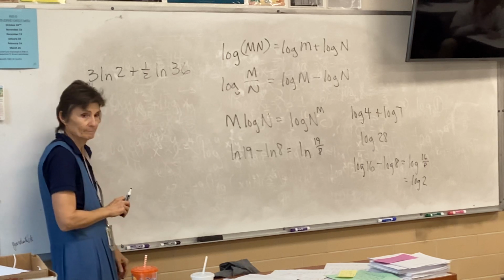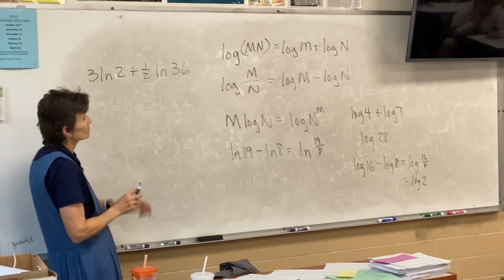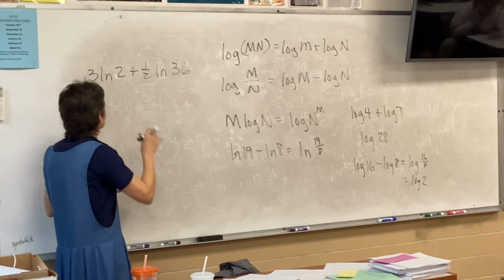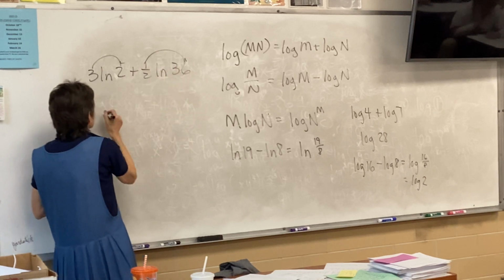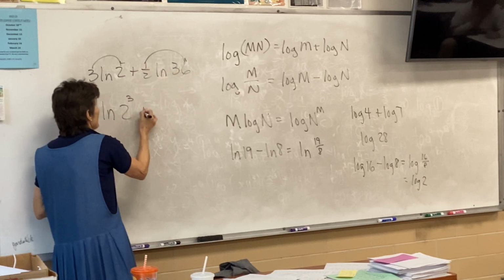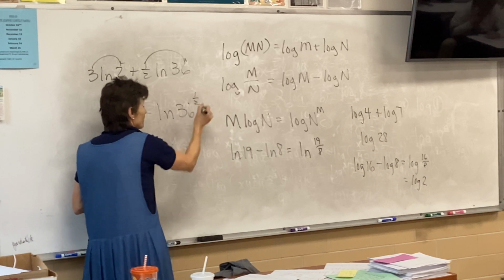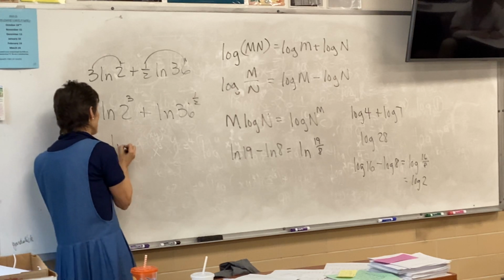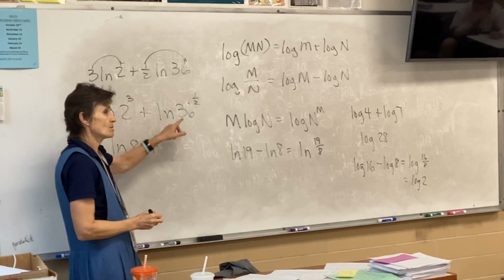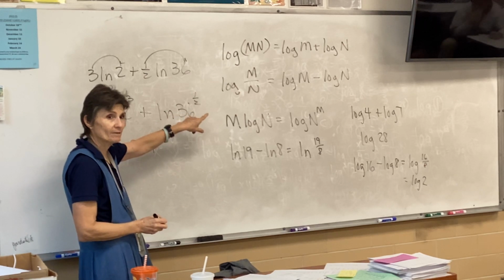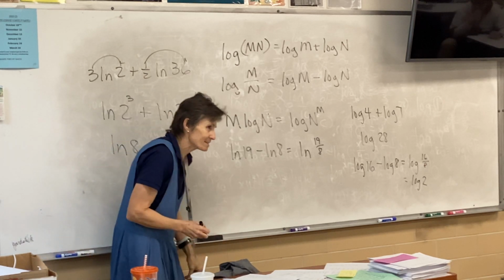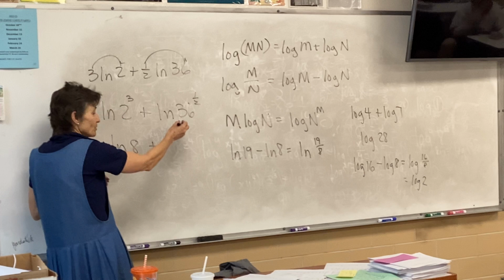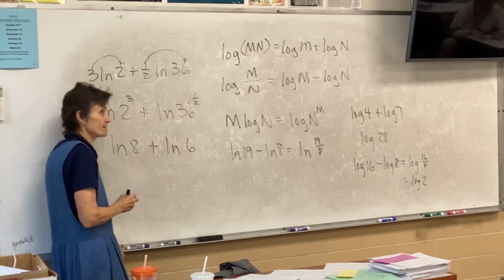Melissa, what'd you do first? Move the exponents. I hope everybody did that, because that's what you want to do first. So we have ln 2 cubed plus ln 36 to the 1/2. Perfect. What's 2 cubed? 8. So this is ln 8. What's 36 to the 1/2? 6. Why is it 6? Because 1/2 means square root. So this is the square root of 36, which is 6.